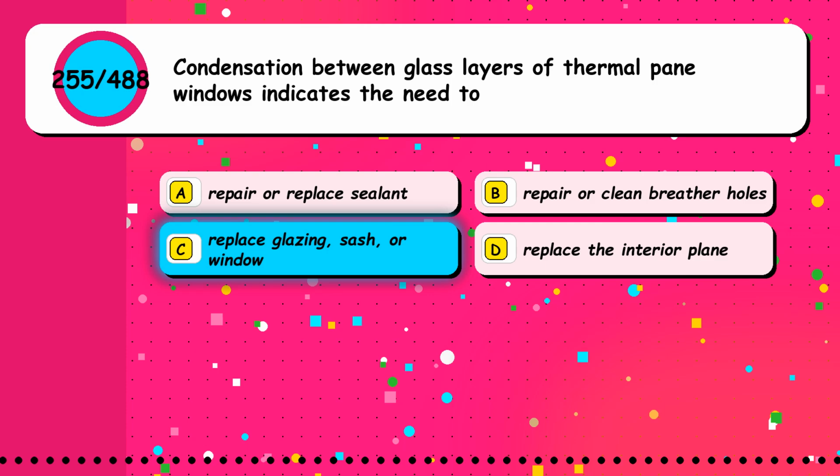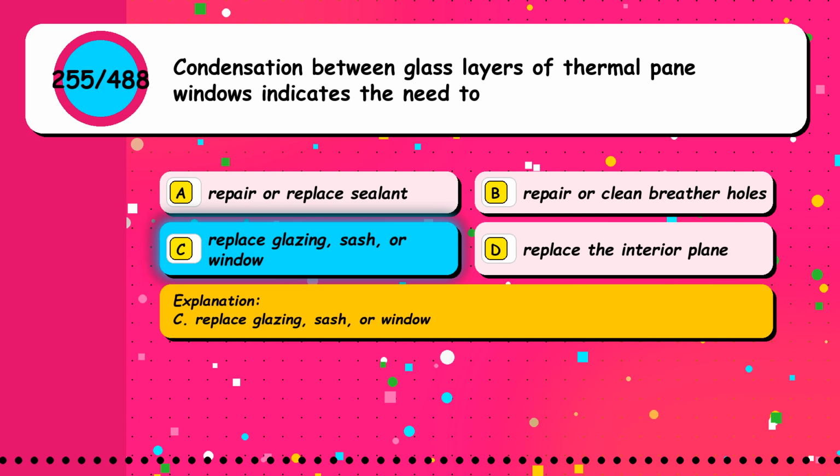The correct answer is option C, replace glazing, sash, or window.